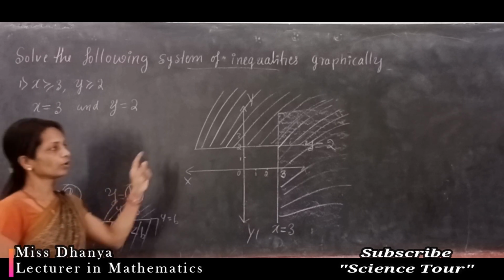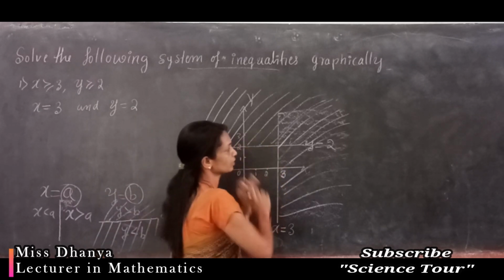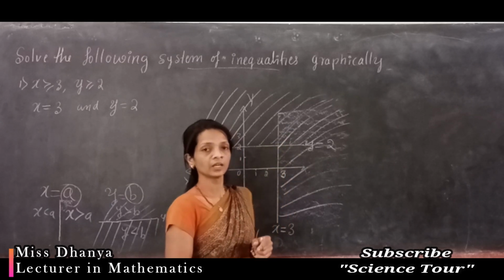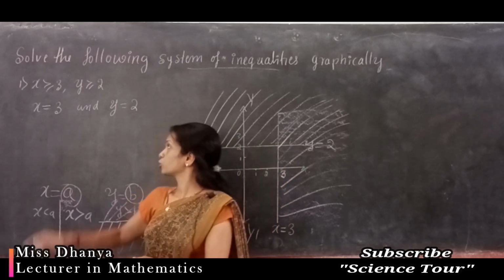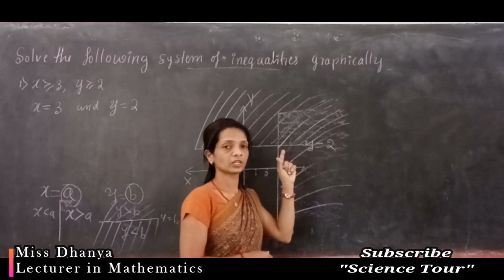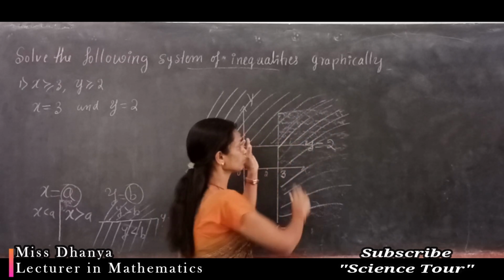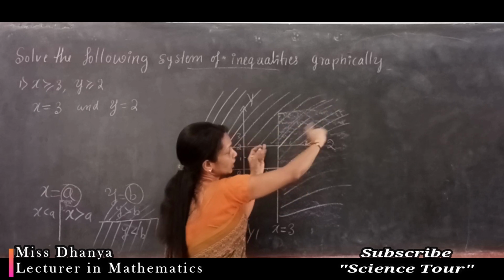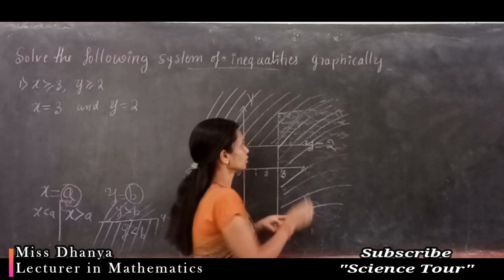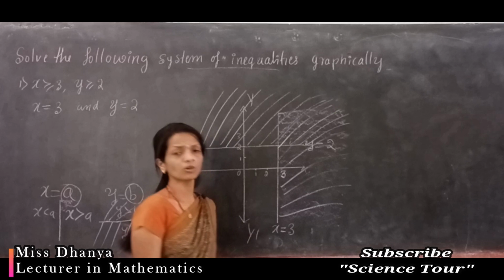Now you see both the shadings are common in which region? That is the common solution region. Common solution region means that is the common solution for both the inequalities. Both the solutions means both the type of shadings, green shading and this violet shading, that is there in which region? You can see that is there in this region. Okay, so that region is the common solution region.